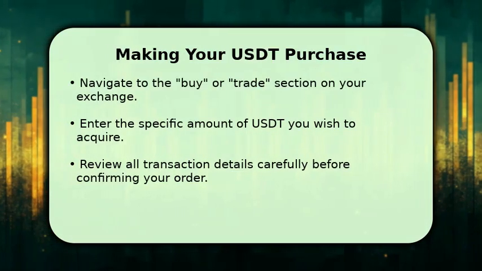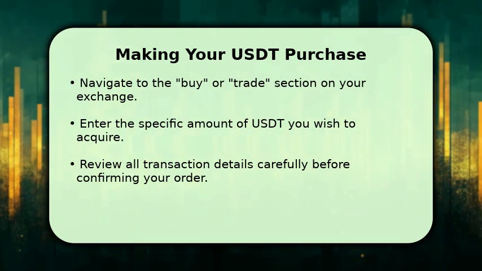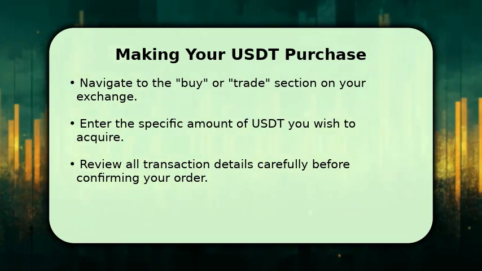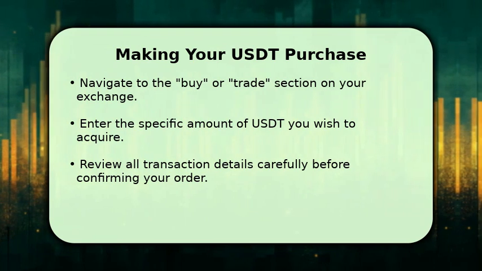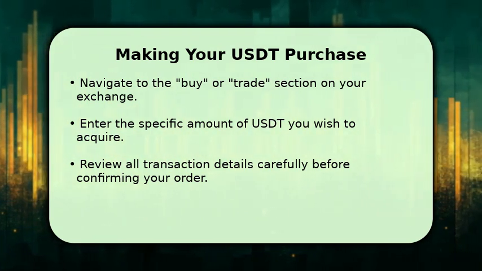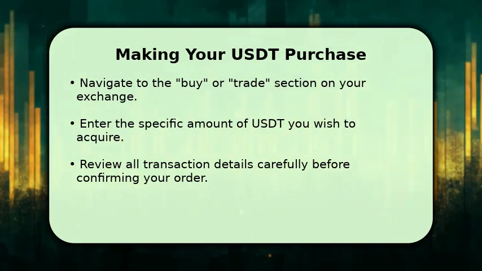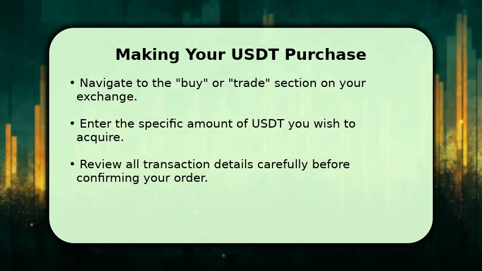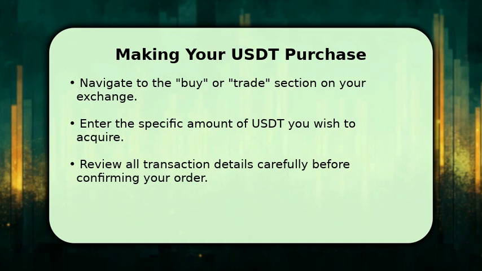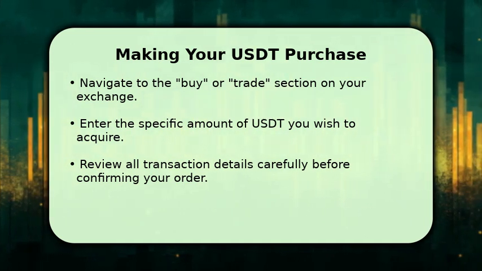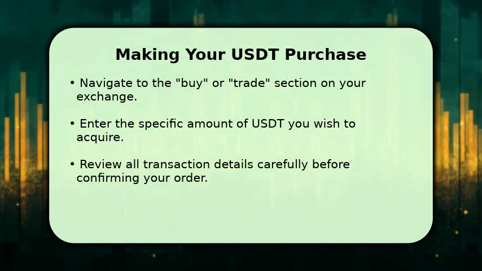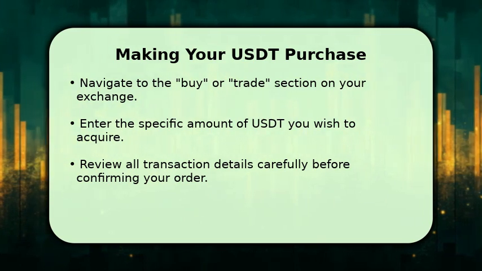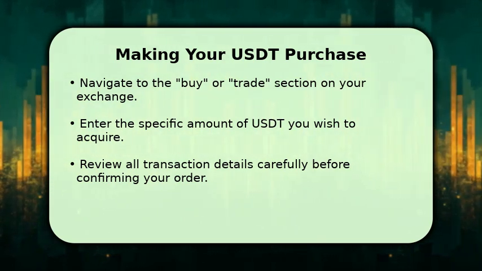Now it's time to make your purchase. Head to the Buy or Trade section within your chosen crypto exchange. Here, you will specify the exact amount of USDT you want to buy. Before finalizing, carefully review all the transaction details, including the price and any associated fees. Confirming your order will complete the purchase, adding USDT to your exchange balance.